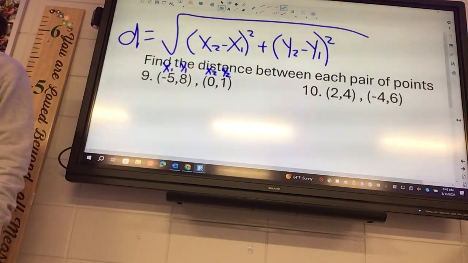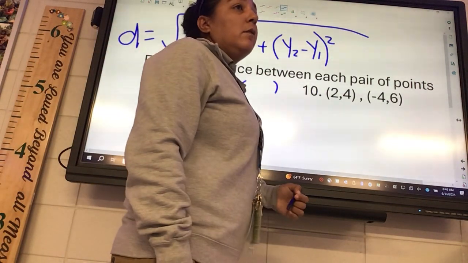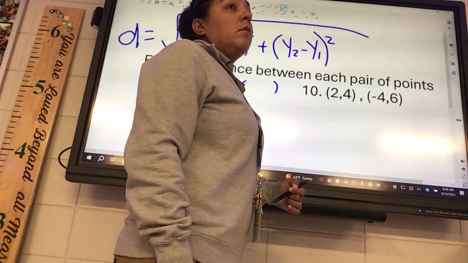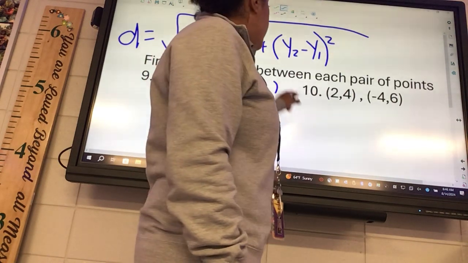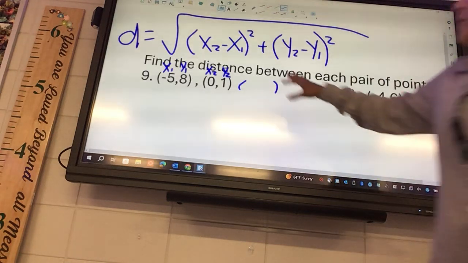Well, if we started talking about a third person's house and we had a third coordinate, what are theirs gonna be? x3, y3. If we had a fourth person's house, it'd be x4, y4. So we're just labeling them, okay?